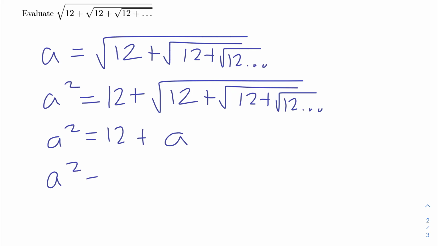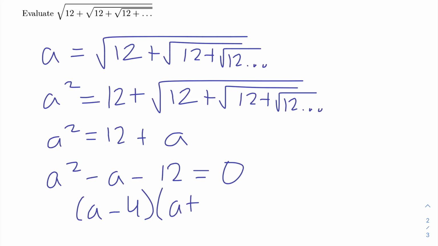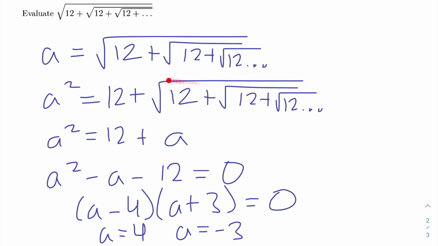This gives us a squared minus a minus 12 is equal to 0. Now all we have to do is solve for a. We get a minus 4 times a plus 3 is equal to 0. So a is equal to 4, or a is equal to negative 3. Again, we never have any negative values in our pattern. So a cannot be a negative number, which means a is equal to 4.